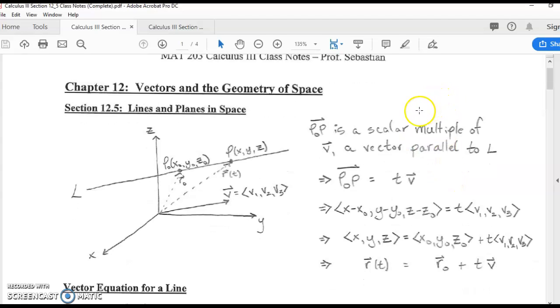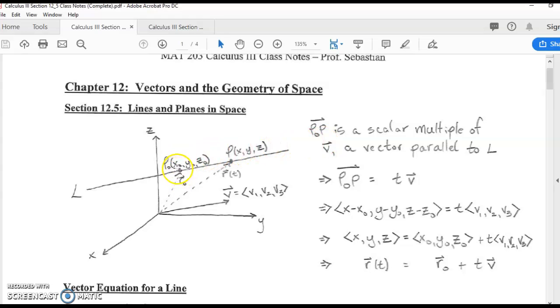Okay, hi again everyone. Here we are on page 17 of our Calc 3 notes, getting into section 12.5, where we're talking about lines and planes in space. So first of all, we're going to talk about a line. I want you to consider this line I've labeled L in space.